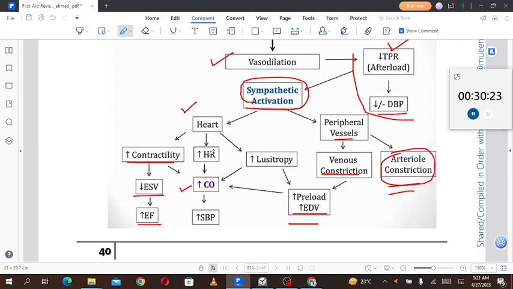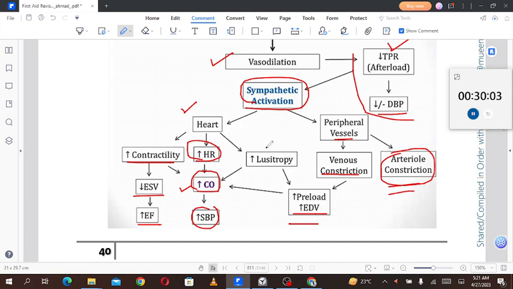Sympathetic activation of the heart will cause an increase in the heart rate, and heart rate increase can cause increase in the cardiac output. Why so? Because cardiac output is the product of stroke volume and heart rate. So if the heart rate is increasing directly by the sympathetic activation, that can increase the cardiac output and ultimately increase the systolic blood pressure.